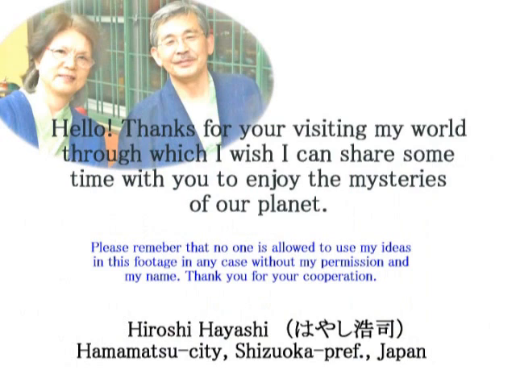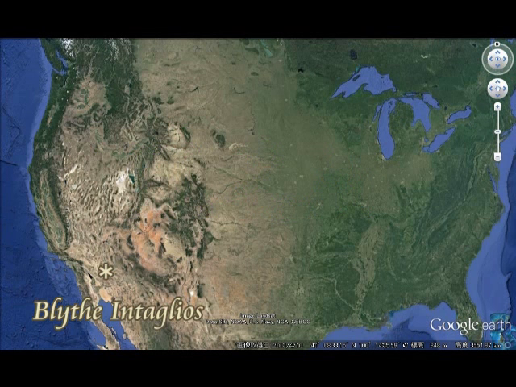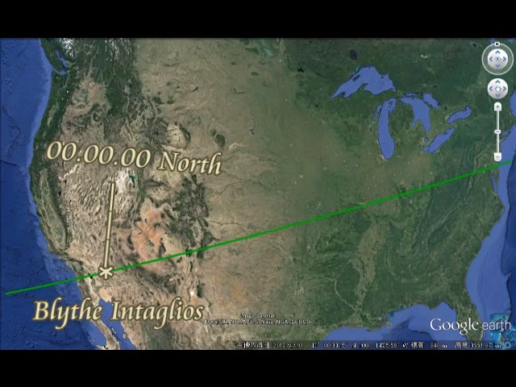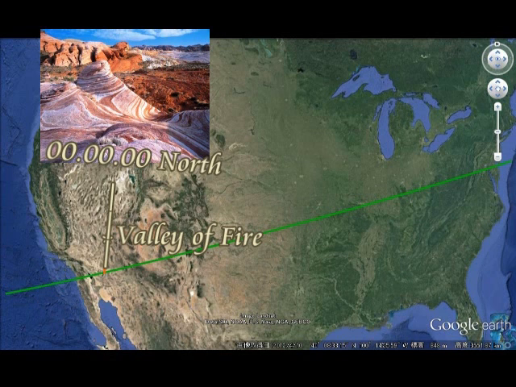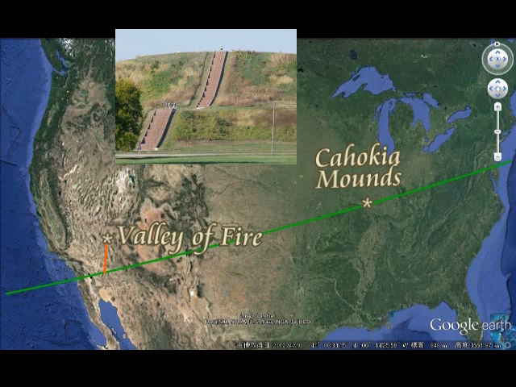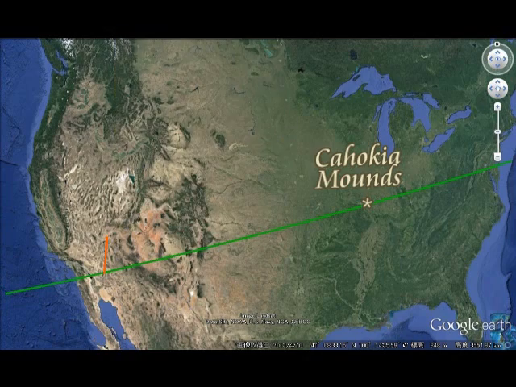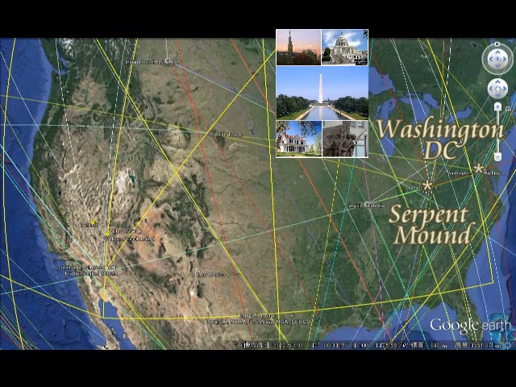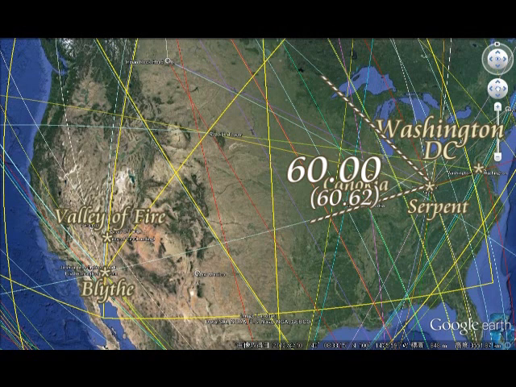Back again to USA, and you draw a line from Blythe Intaglios to the nearest at the angle of 0.00 degrees. Then the line will take you to Valley of Fire. And from Blythe Intaglios to Serpent Mound, you see Cahokia Mound on the line, exactly on the line, without any error. And Washington, D.C. is nearly on the extension line of it.